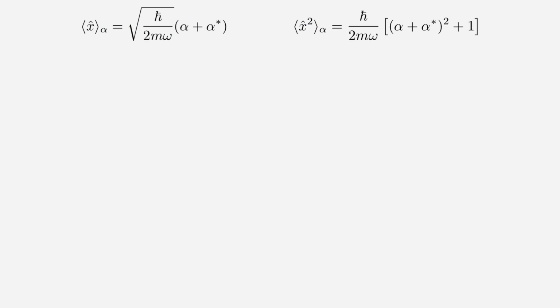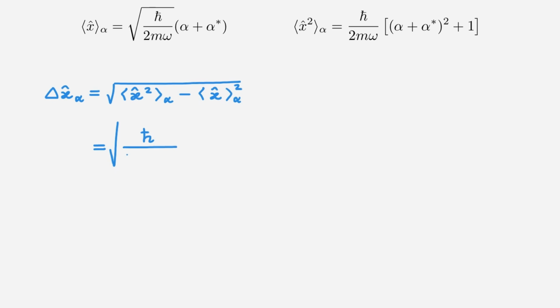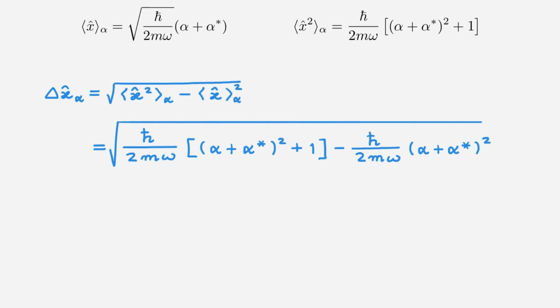From these results, we can now easily evaluate the root mean square deviation of the position operator in a coherent state, which is given by the usual formula. Substituting our expression for the expectation value of x squared and our expression for the expectation value of x all squared, we then see that we can cancel this term with this term, and we end up with the square root of h bar over 2m omega. And interestingly, the root mean square deviation does not depend on alpha.